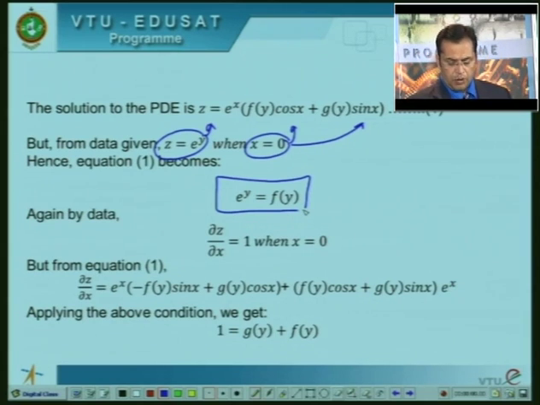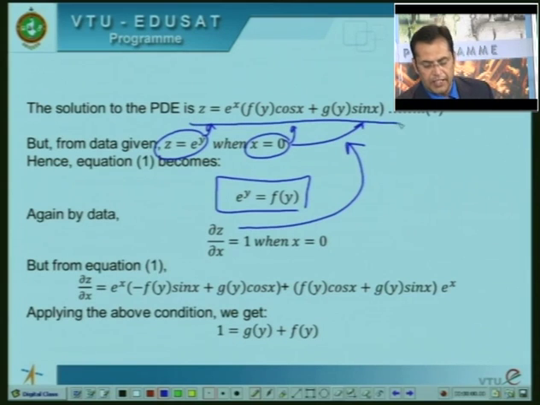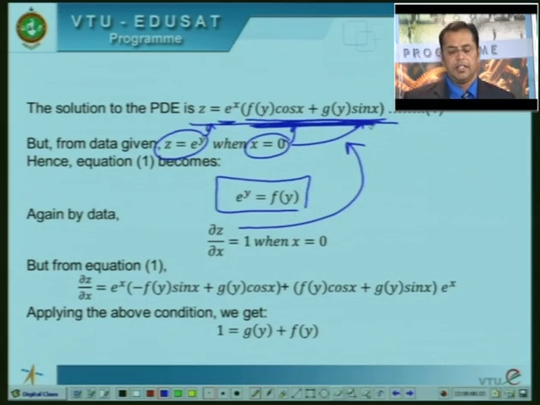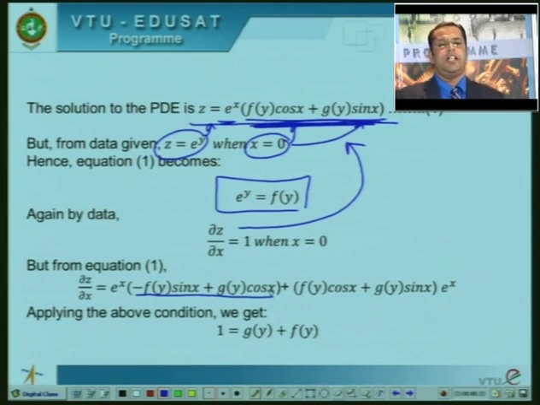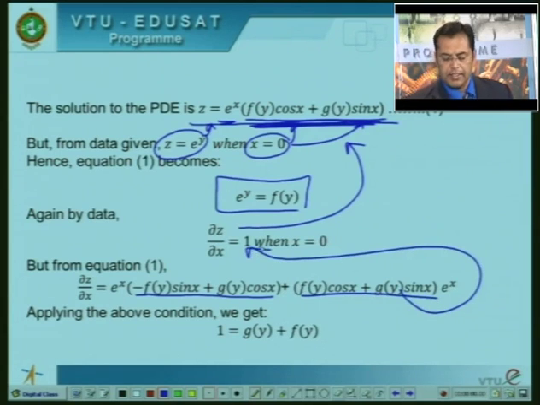Again by data, ∂z/∂x is 1 when x equal to 0. How to apply this? First, calculate ∂z/∂x from the solution in 1. Differentiate this partially with respect to x, and because it contains two functions of x, this and this, you need to apply the product rule. So, on differentiation, ∂z/∂x will be e power x into the derivative of f of y cos x plus g of y sin x, which is minus f of y sin x plus g of y cos x, plus the second function f of y cos x plus g of y sin x into the differentiation of e power x, which is e power x itself.